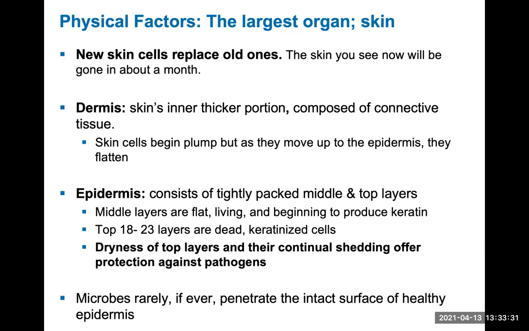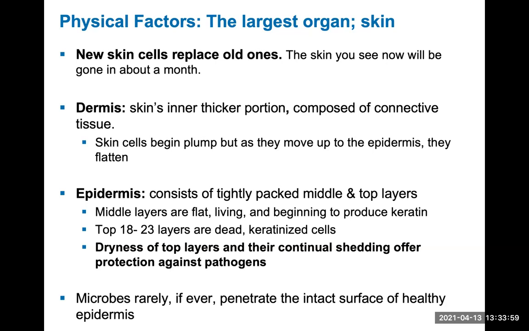You have a middle and a top layer. So you have the dermis, the very bottom layer, you have a middle layer of epidermis, and then you have a top layer of epidermis. So you have the 3 layers of skin: dermis, middle epidermis, top epidermis. Okay. And the epidermis, all of these cells are tightly packed. And in the middle layer, you have cells that are still alive, and they're starting to produce keratin.